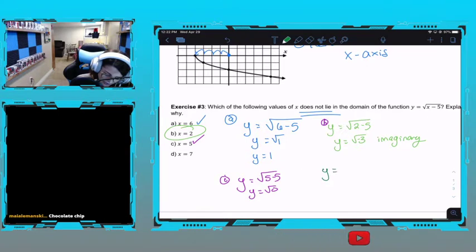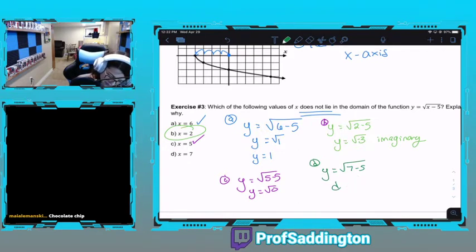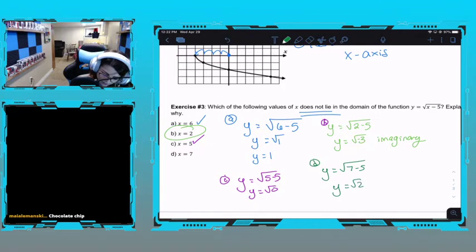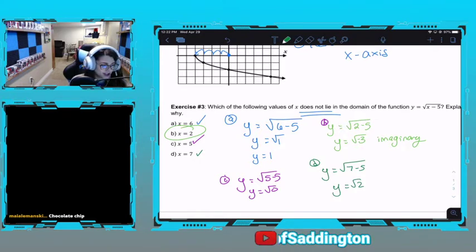And let's try radical 7 minus 5. We get, not D, silly me. We get radical 2, which is allowed. It's just not rational, but it is legal. So the answer is just B, because we get that negative under there, that imaginary number.